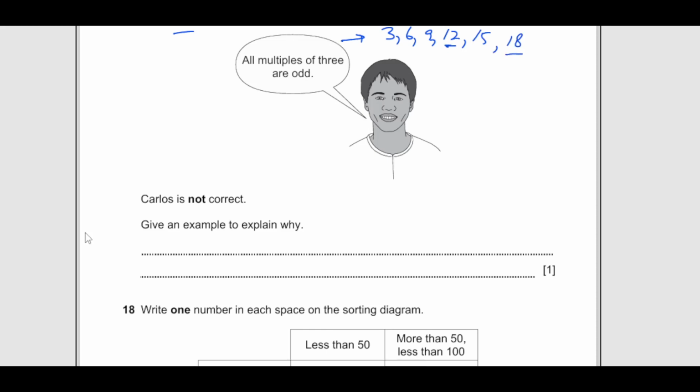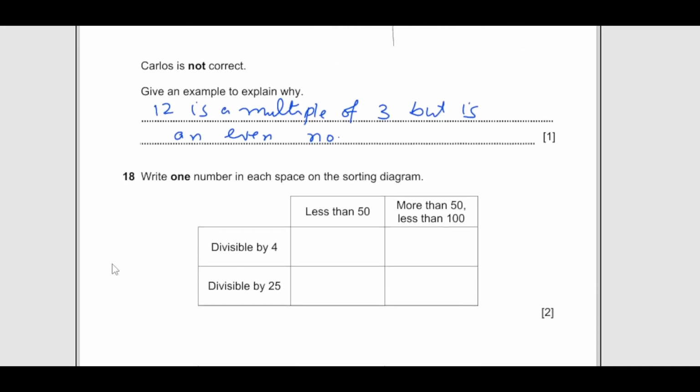Give an example. So we can say 12 is a multiple of 3 but is an even number. So that's why he is not correct.